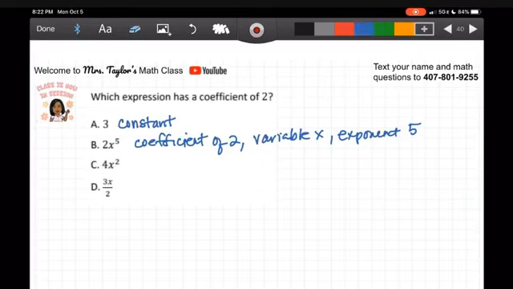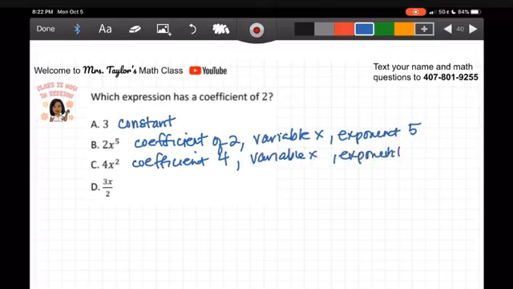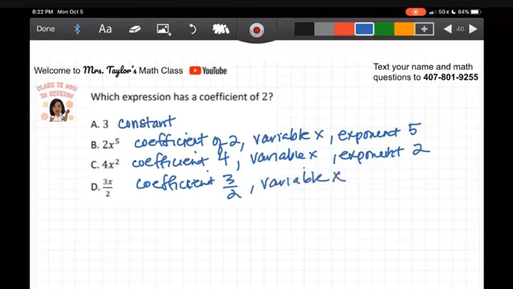For this one here, your coefficient is 4, and you have the variable x and the exponent of 2. Here you have a coefficient of 3 over 2 and a variable of x. You do have an exponent, it's just not shown. And if it's not shown, it's understood to be a 1.